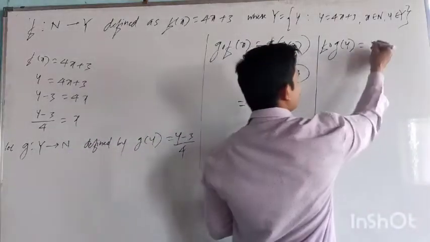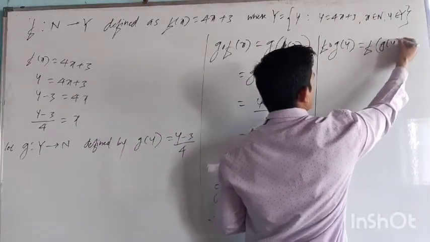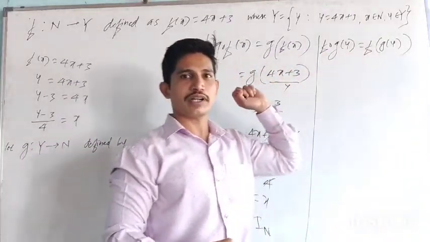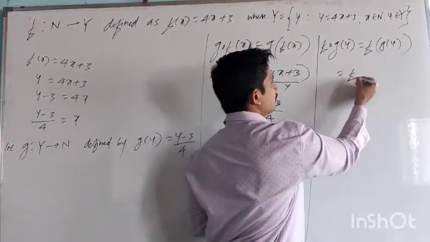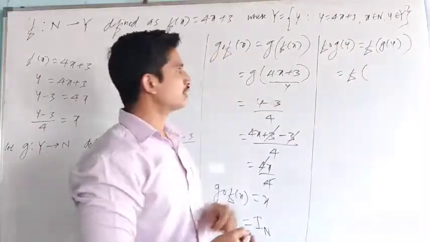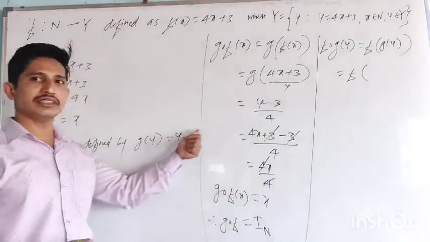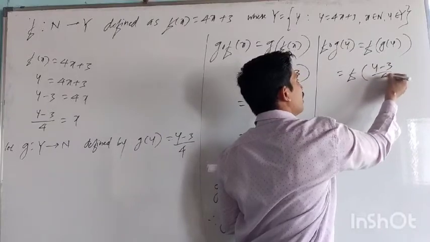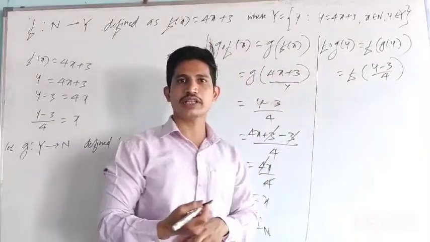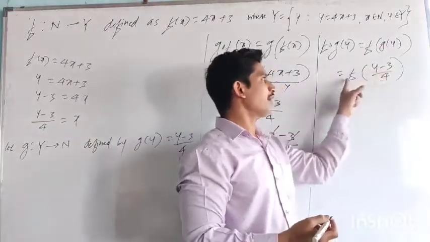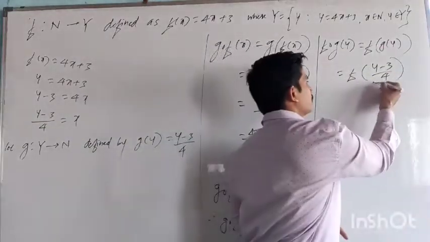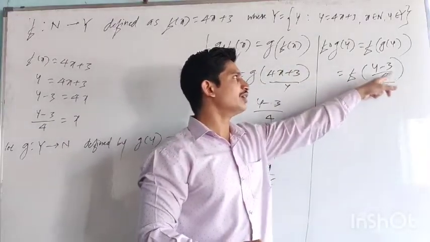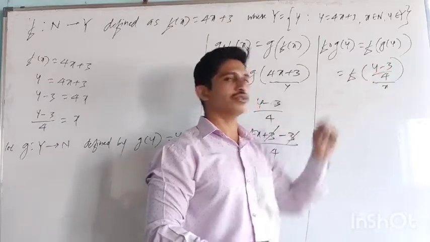Now let's see if the answer is coming y. First apply the composition rule here: f in the bracket, g of y. So f as is here, write g of y first. What is g of y? g of y is y minus 3 by 4. So the value of g of y is y minus 3 by 4. For f the variable is x, no? So f of x, the value of x is y minus 3 by 4.